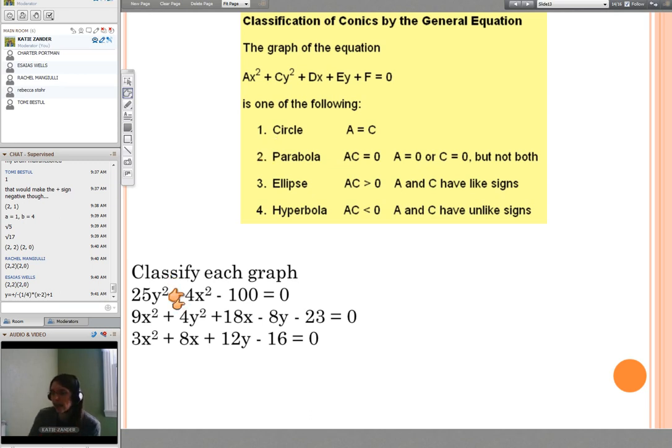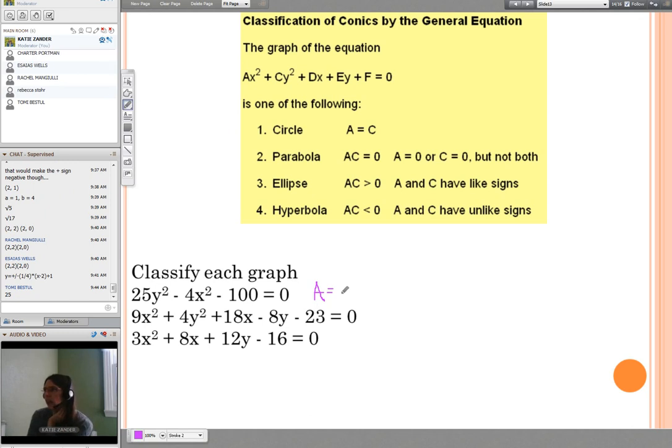So let's go ahead and classify each equation below as either a circle, parabola, ellipse, or hyperbola. So what is our value for A in this first example? Careful, A is the one that's in front of the x squared. So what value is in front of the x squared? Yeah, technically A is -4. And then what would be our value for C, 25?